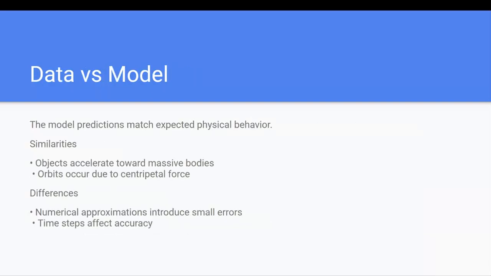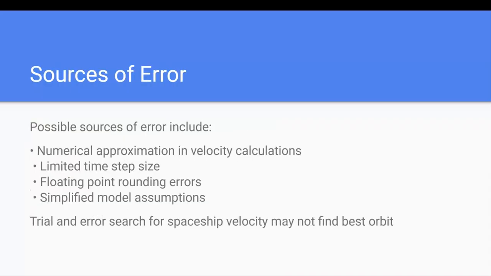This model prediction matches the expected physical behavior. Objects accelerate toward massive bodies due to the gravitational attraction, and orbits occur because of the centripetal force. Small differences appear because numerical approximations and time steps in the simulation cause minor errors.